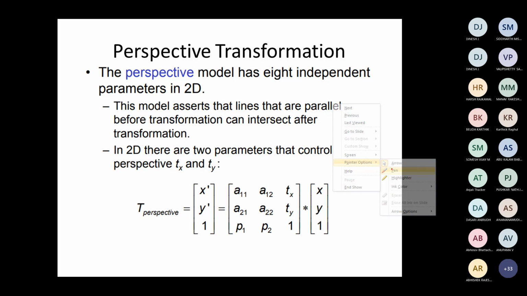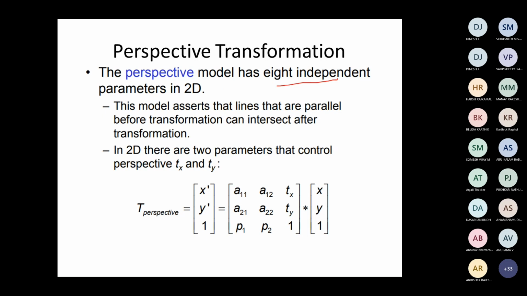And then after affine, there is the perspective transformation. The perspective model has 8 independent parameters. This model asserts that lines that are parallel before transformation can intersect after transformation. But in affine, it's not the case. There are 2 more parameters that control the perspective, P1 and P2, which are the extra parameters. So that is the perspective transformation.